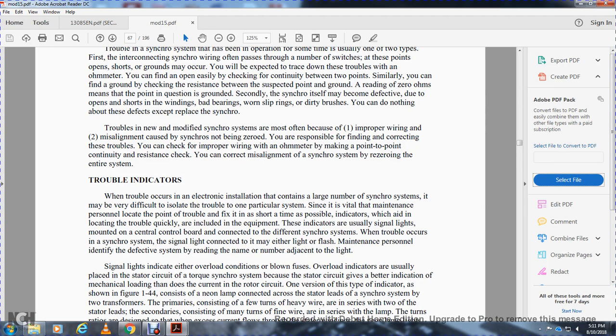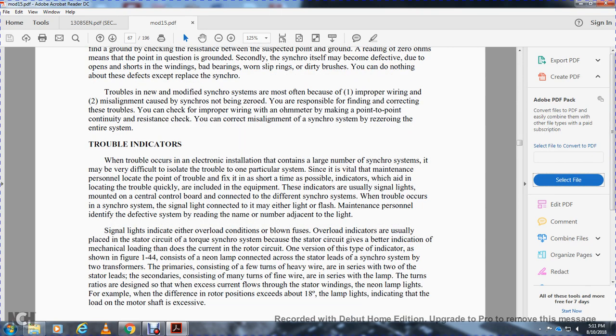Trouble in a new or modified synchro system most often becomes improper wiring or misalignment, or a synchro that is not zeroed. To correct the trouble, check for improper wiring with an ammeter, make a point-to-point continuity and resistance check, correct the misalignment of the synchro system, and re-zero the entire system.